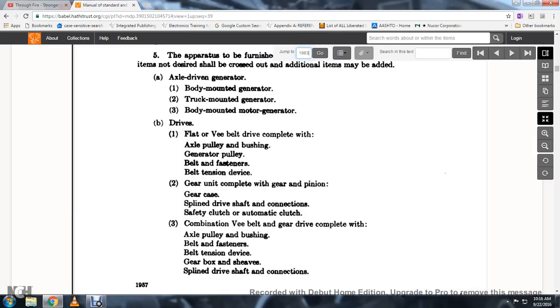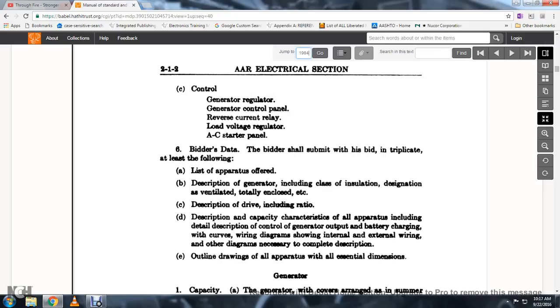Pulley bushings, belt and fasteners, belt tension devices. Gearbox and sheaves and spindle drive shaft and connections. C. Control: generator burst current relay, load voltage regulator, AC start panel.